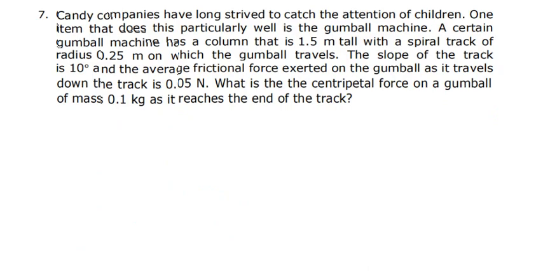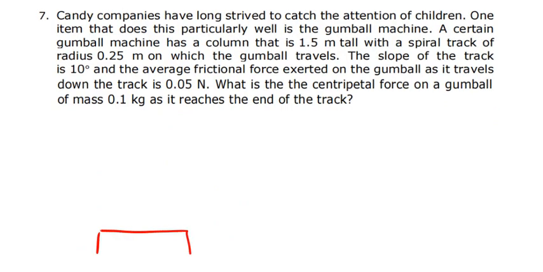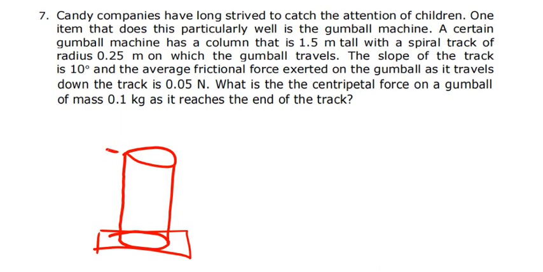Now, we just have to visualize what they're talking about here. Let's say this is the ground where this machine is. Since they're talking about something that is spiral, let's say it is like this. Let's say this is a gumball machine. Now we've been told, in terms of meters, how high, they're saying the column is 1.5 meters tall. So this is 1.5 meters.